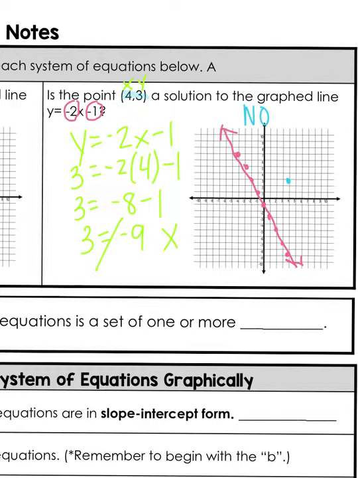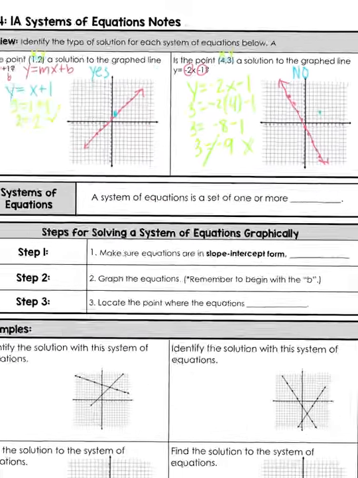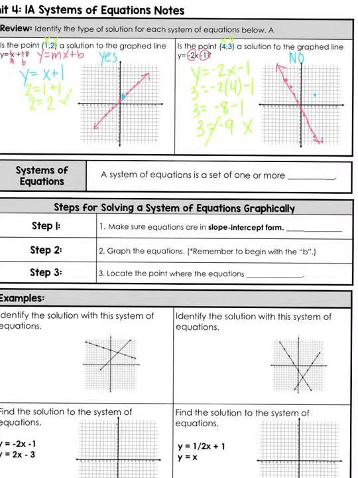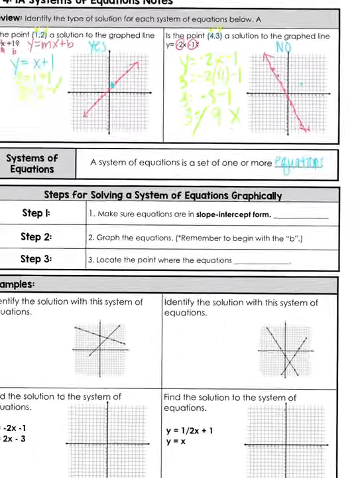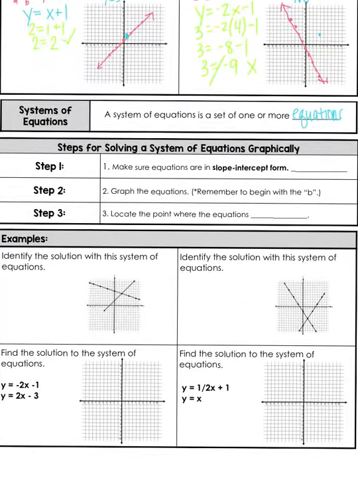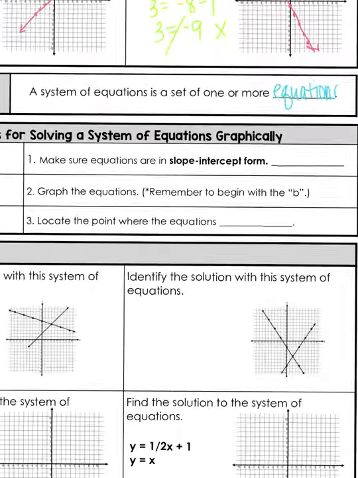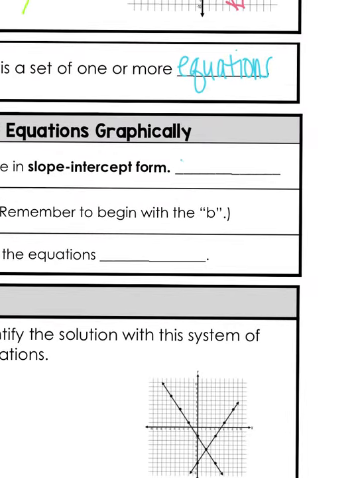Okay, so moving on to systems of equations. A system of equations is a set of one or more equations. And this year you only have to solve them graphically. So going back to the steps for solving a system of equations. Step 1, make sure that the equations are in slope-intercept form, which is y equals mx plus b.